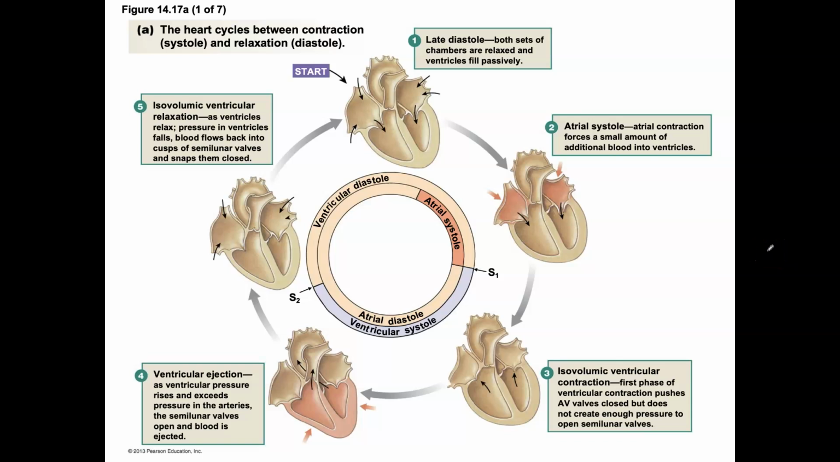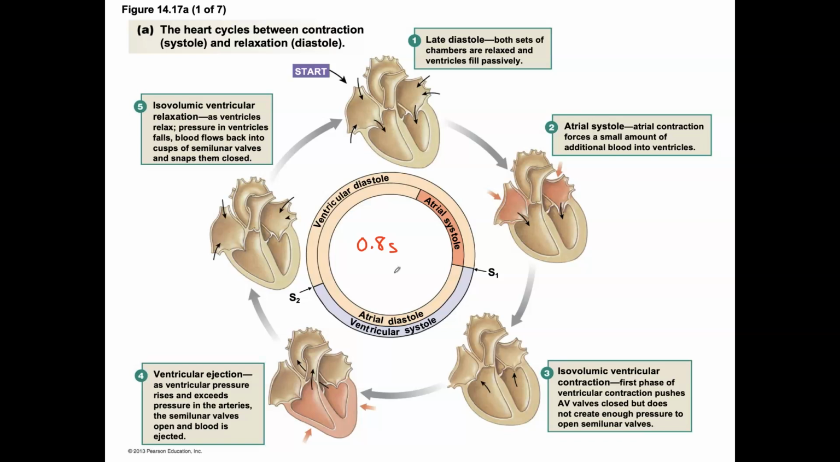Let's talk about the cardiac cycle of the heart. So the cardiac cycle represents the contraction and relaxation of the heart. And this contraction and relaxation of the heart really only takes about 0.8 of a second. So what we're looking at is essentially a relaxation and a contraction cycle that allows the heart to pump blood out into the cardiovascular system.